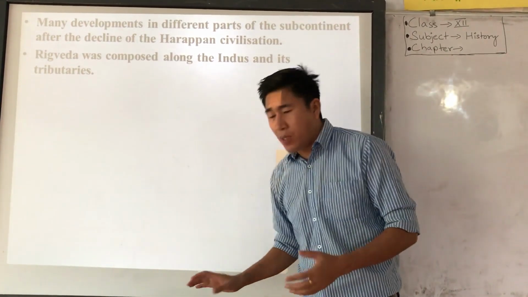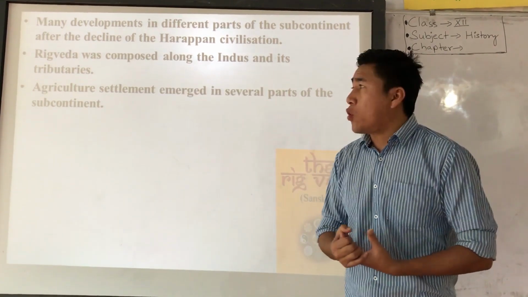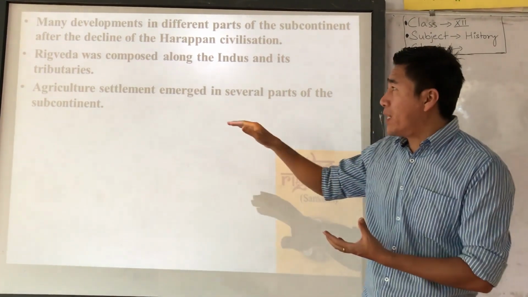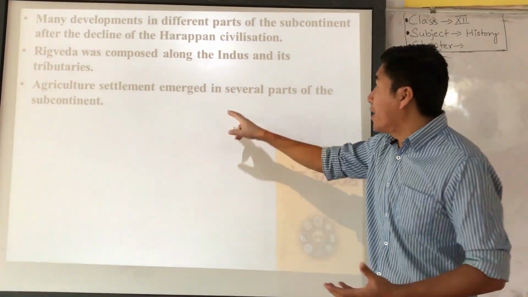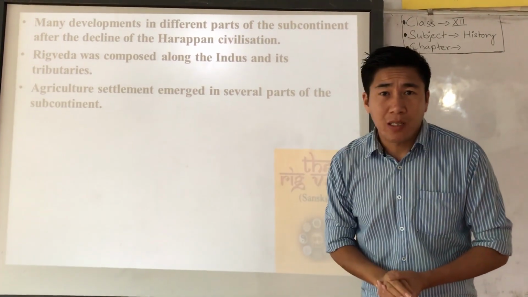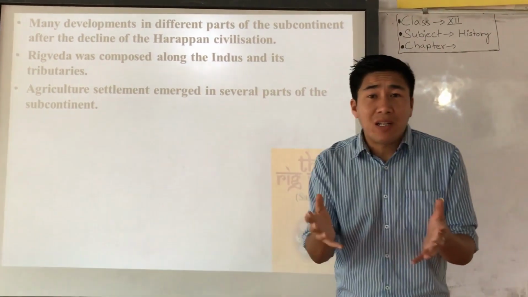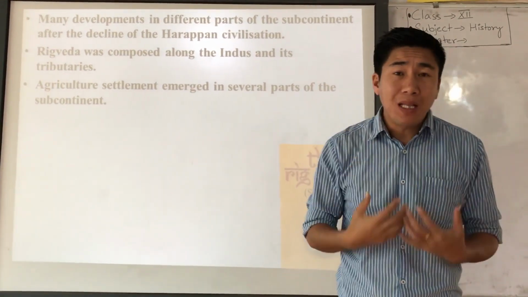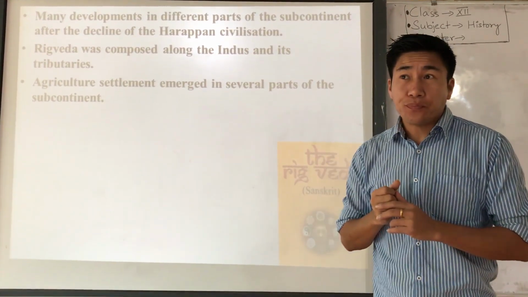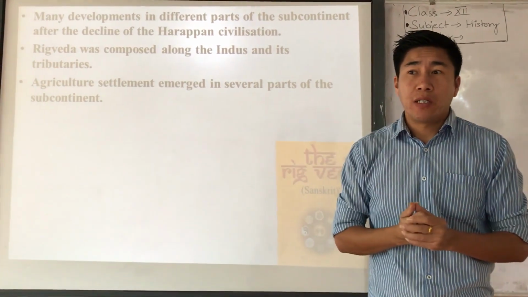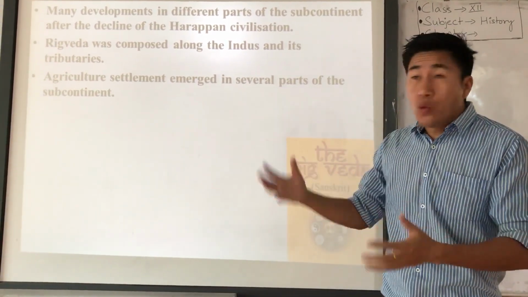The second change in this period is that we saw large agricultural settlements emerge in several parts of the subcontinent. The thing you need to keep in mind is how agricultural settlement happened: people need good soil, good climate conditions, and good water sources to do agriculture.